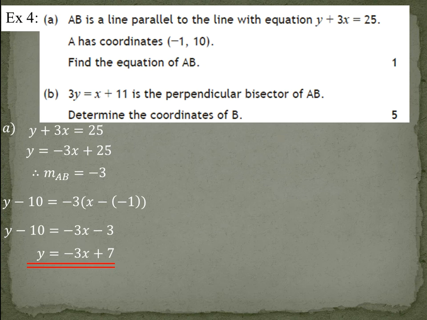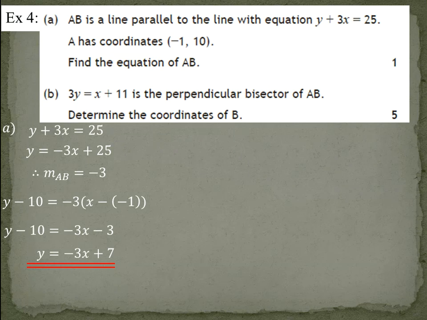With that equation, we're asked, therefore, if 3y equals x plus 11 is a perpendicular bisector of AB, determine the coordinates of B. And this question is slightly different. We're not being asked to find the point of intersection per se. We've been asked to find the coordinates of B, which is just a point on the equation of line AB.